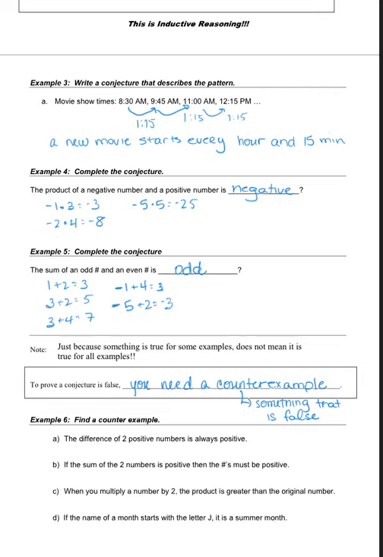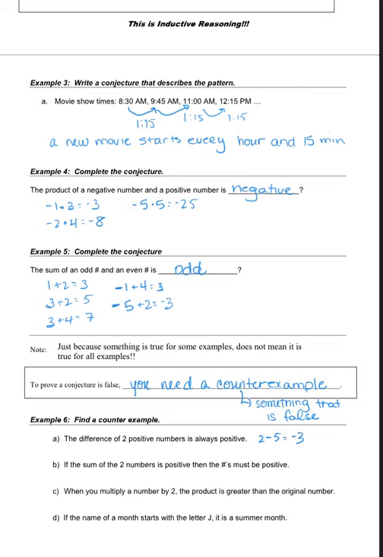Okay, so let's look at example 6. It says, find the counterexample. It says the difference between two positive numbers is always positive. So we know difference means subtract. So it's saying if I subtract two positive numbers, I have to get a positive answer. Well, if I took 2 minus 5, I get a -3. Now, both of those were positive numbers. I did a subtraction. I just put the biggest number second, which makes it negative. So that would be a counterexample. It's an example that makes that statement false.